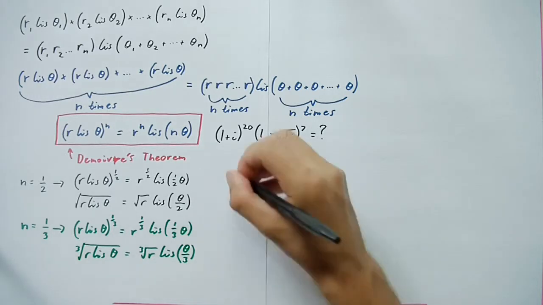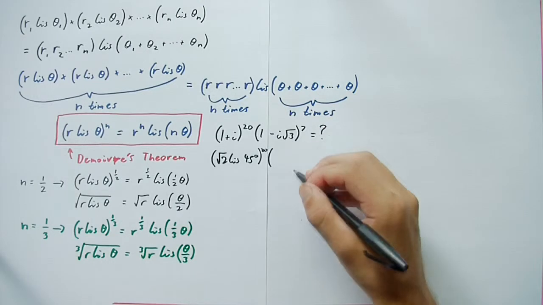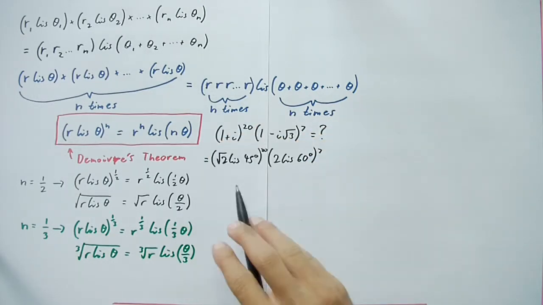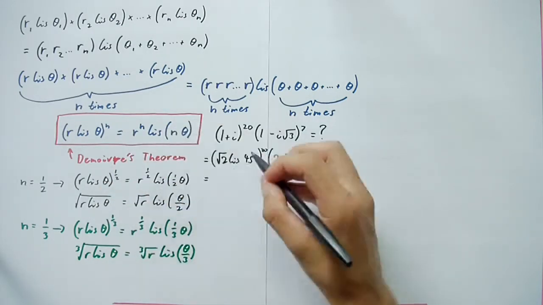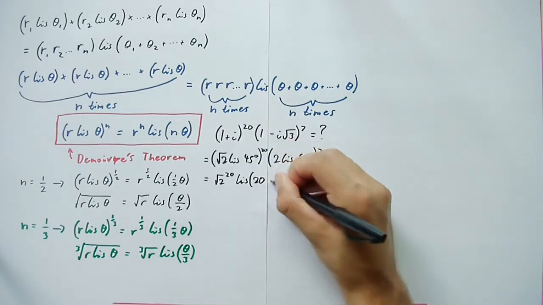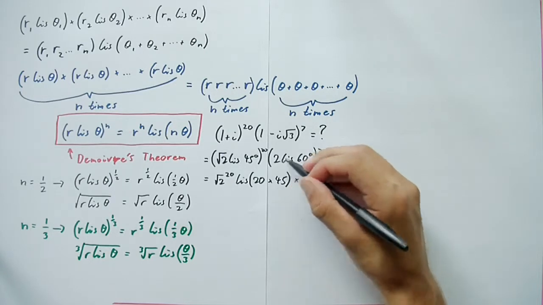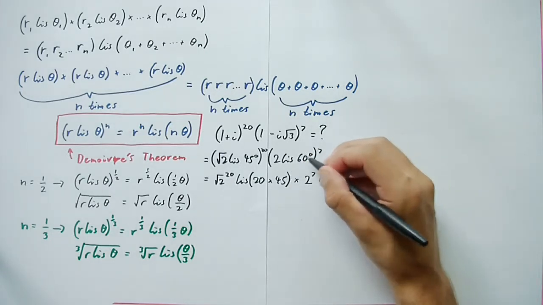But here we have (root 2 cis of 45 degrees) to the power of 20 times (2 cis of 60 degrees) to the power of 7. Now we can apply De Moivre's theorem to this, which will give us root 2 to the power of 20 times cis of 20 times 45. And then we can do it again for (2 cis of 60 degrees) to the power of 7, giving us 2 to the power of 7 times cis of 7 times 60.